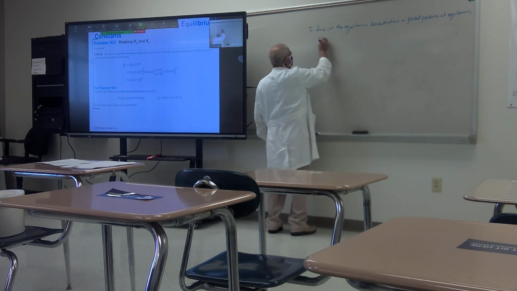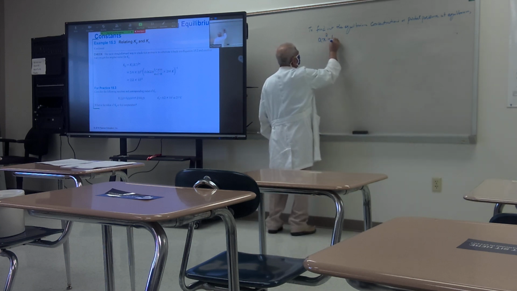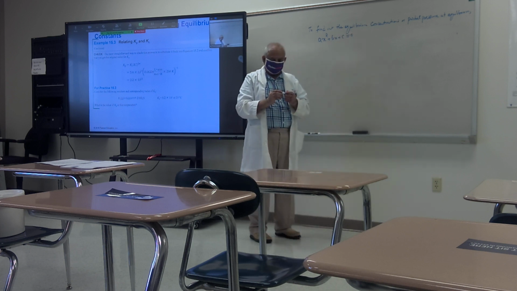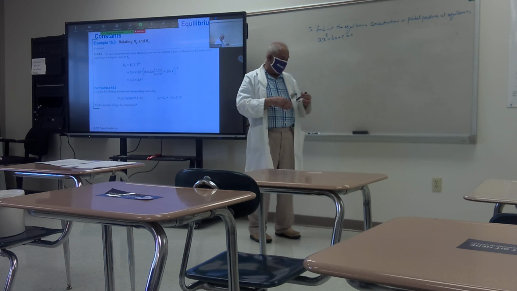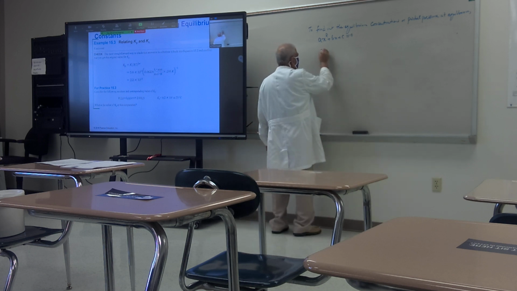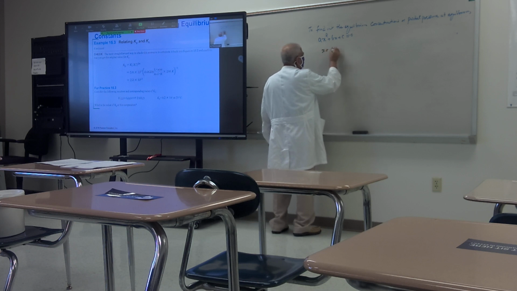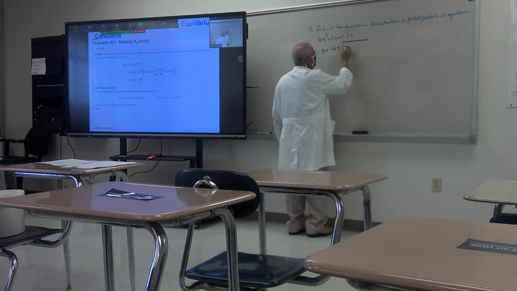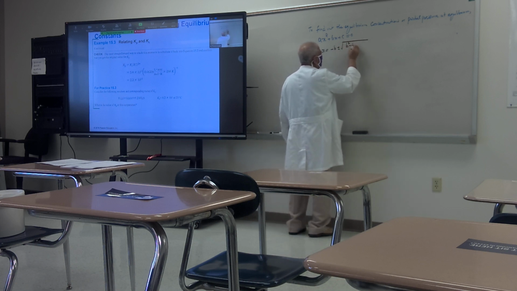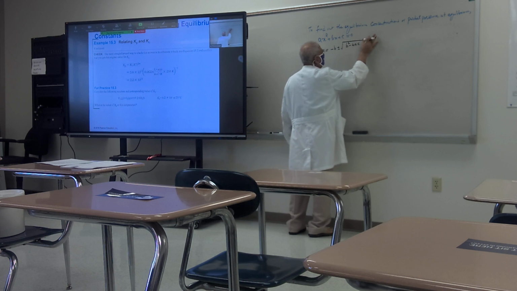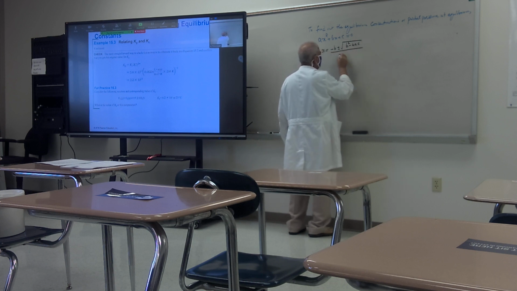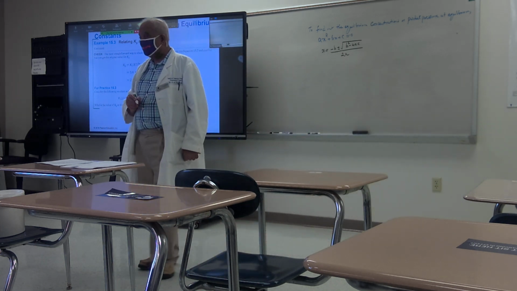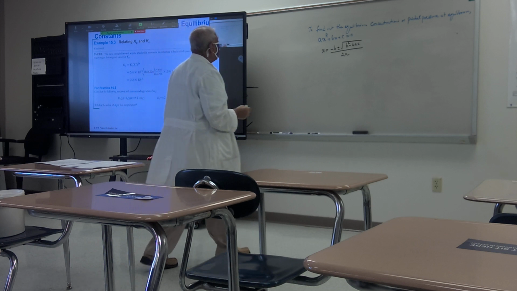What is a quadratic equation? Ax squared plus bx plus c equals 0, correct? This is the quadratic equation. In order to find the value of x, this is the formula you are going to use. X equals negative b plus or minus square root of b squared minus 4ac, over 2a. This is the formula you have to use in order to find the value of x.